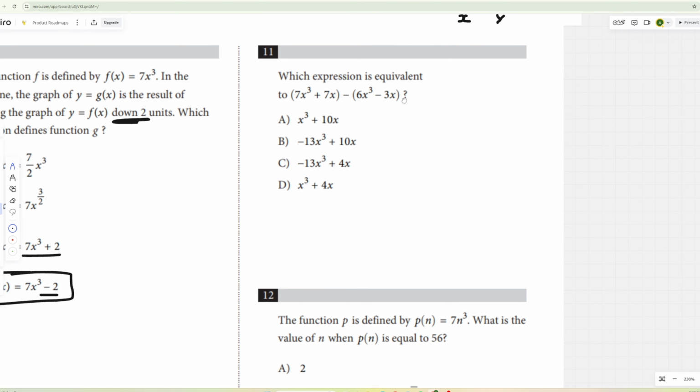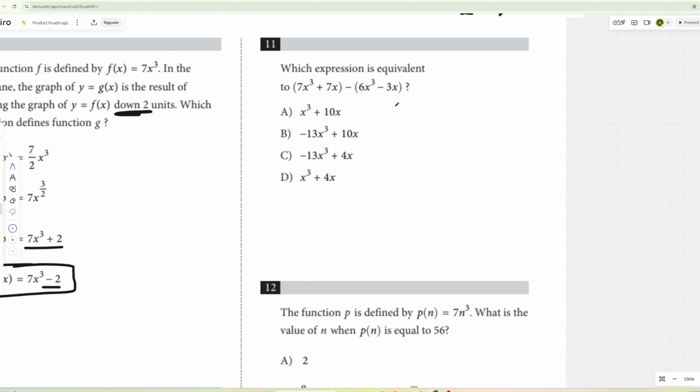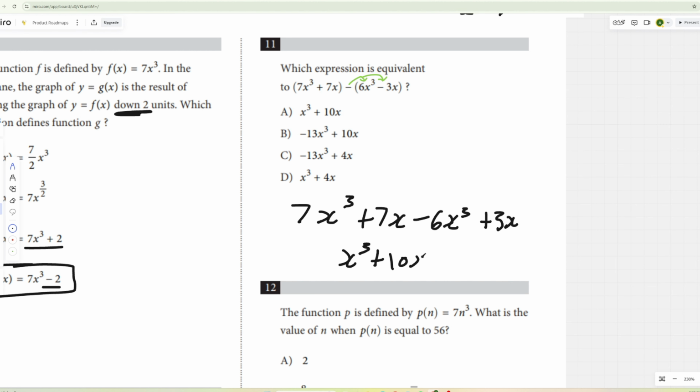Which expression is equivalent to 7x cubed plus 7x minus 6x cubed minus 3x? Okay, this one looks easy. It is easy, but the one thing a lot of people miss is they forget to distribute this negative to both. So this would actually be 7x cubed plus 7x minus 6x cubed, and this is where people mix up, it's going to be plus 3x. You have to distribute that negative to this negative. You can't forget that. So now I get x cubed plus 10x. Again, that is A. Boom.